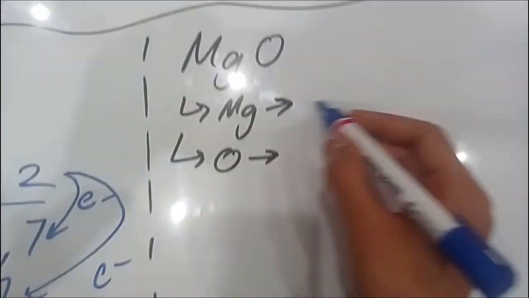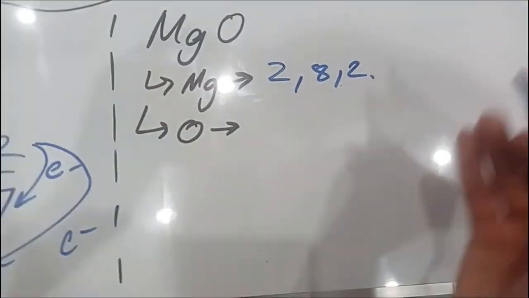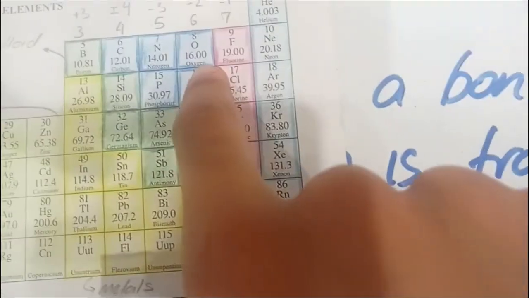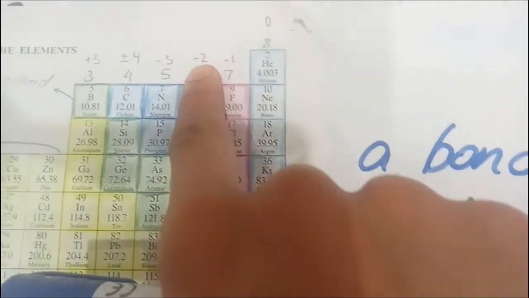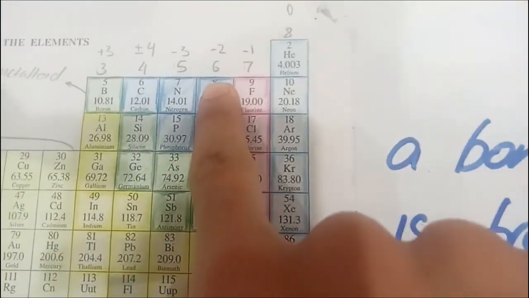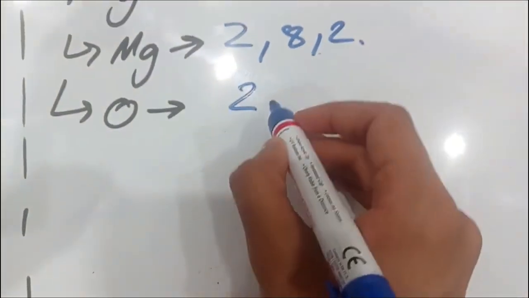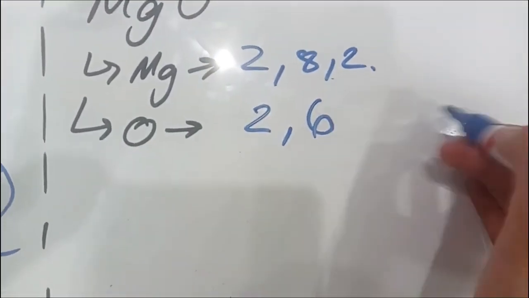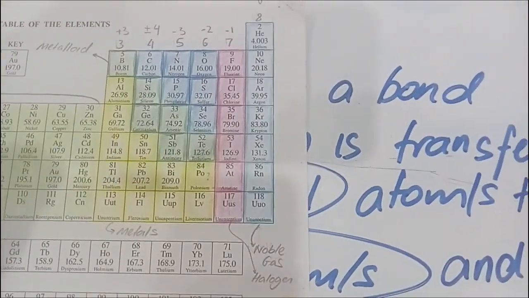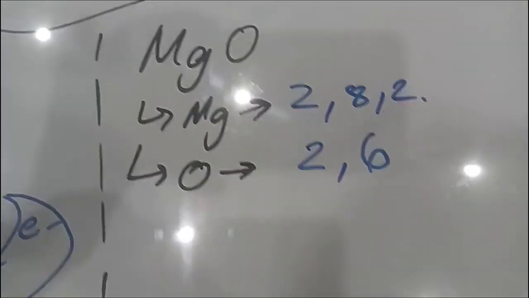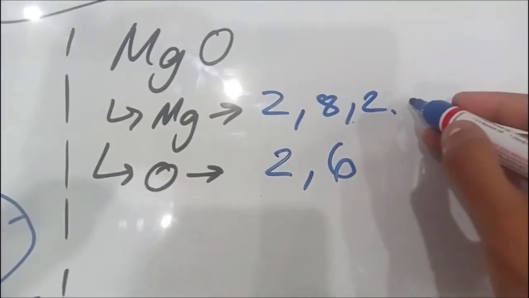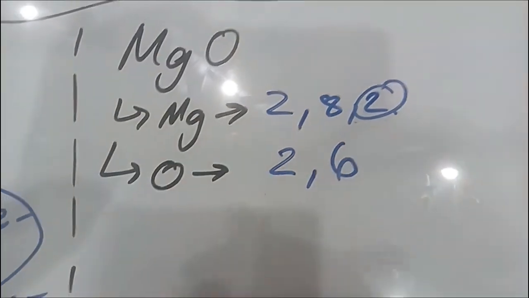Now let's look at magnesium oxide. From before, we already know the electron configuration of magnesium. Now let's find the electron configuration of oxygen. Okay, oxygen is 2 less than a full outer shell. So that means it has 6 electrons in its outer shell. 2 always in the first shell and 6. And that equals 8. Is 8 its atomic number? Yes, 2, 6.